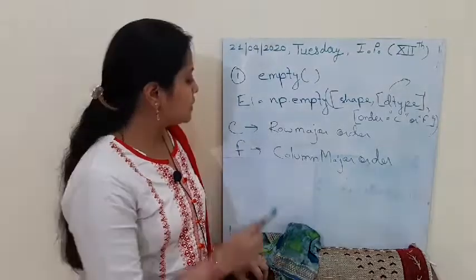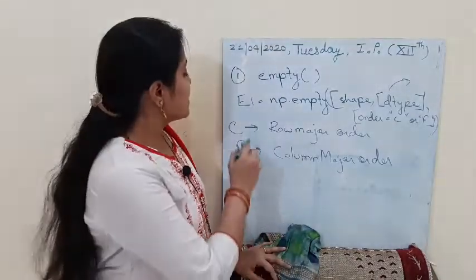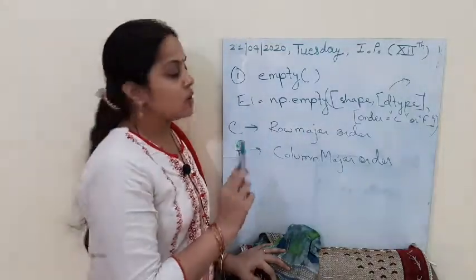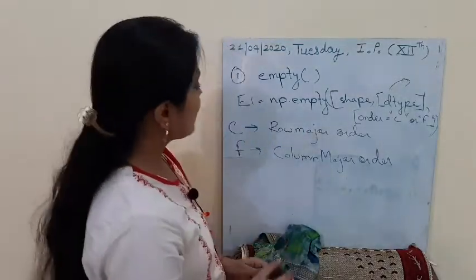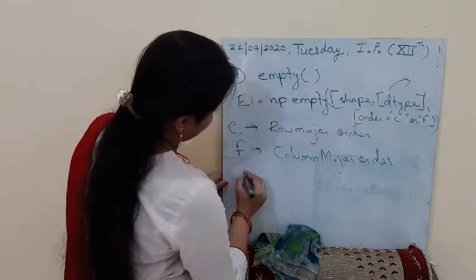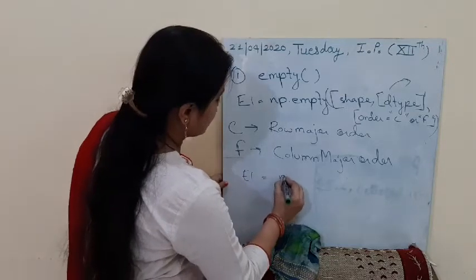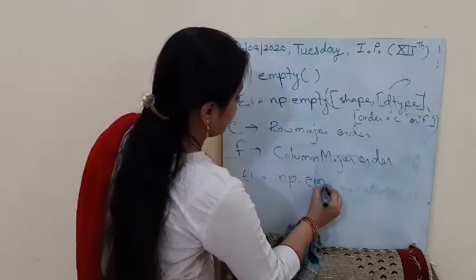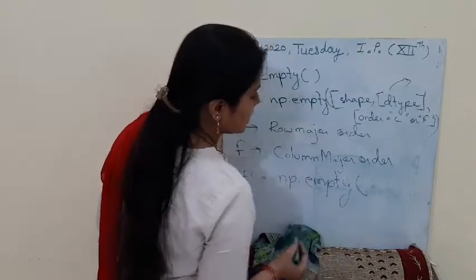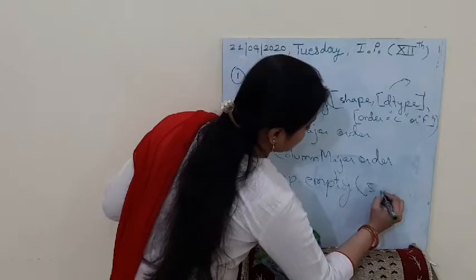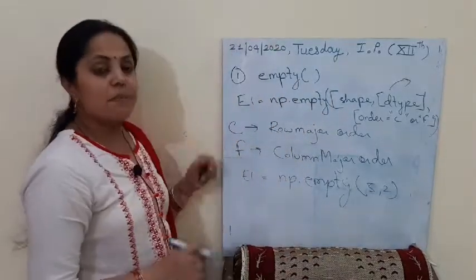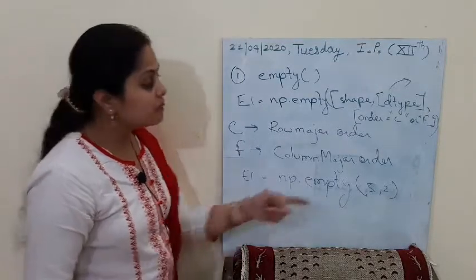So please note that in your books there is a correction. C type is row major order and F type is the column major order. So if I need to give an example, how will I do it? I will write E1 is equal to np.empty, and here very easily I can mention the shape, for example 5, 2. So what will happen? A 5, 2 matrix will be formed with random float values.